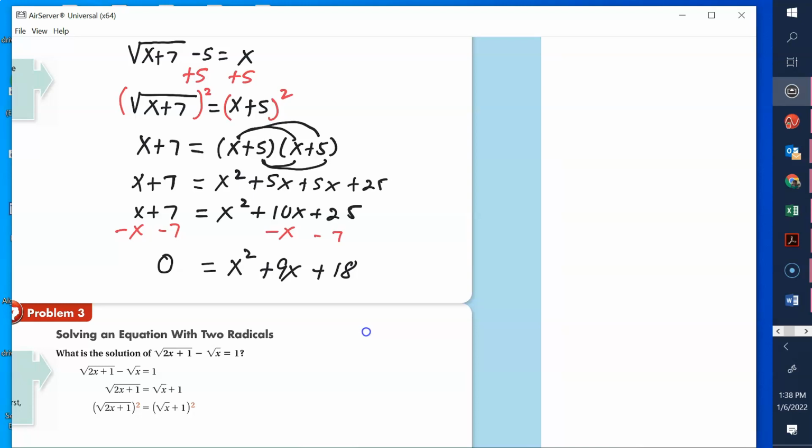You can solve using the quadratic formula, or you can solve using, what is the F? Remember that F word? Not the bad word. We were doing it right before the break. Factoring. Can we factor this? Do you remember how to factor x squared plus 9x plus 18?